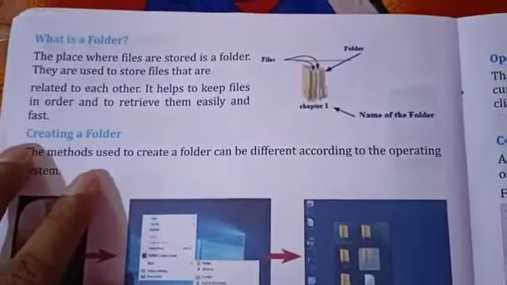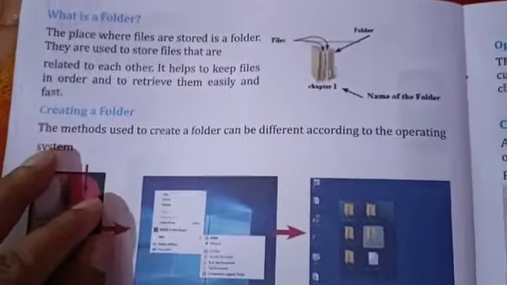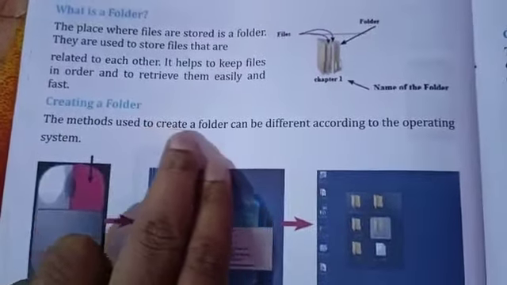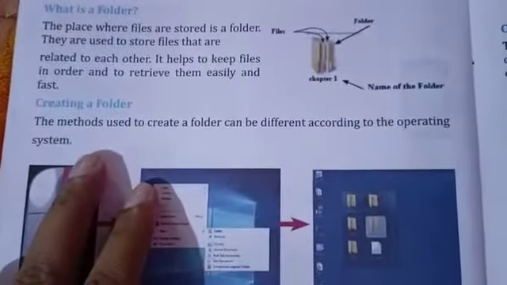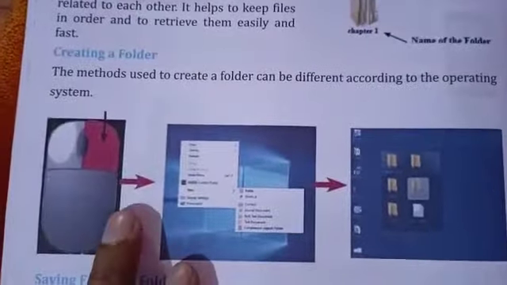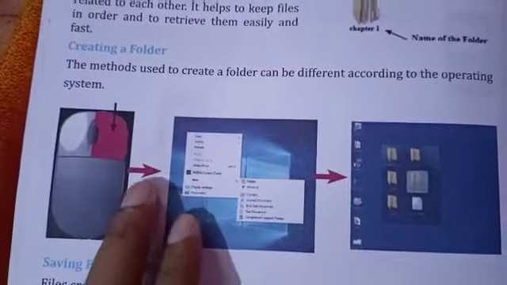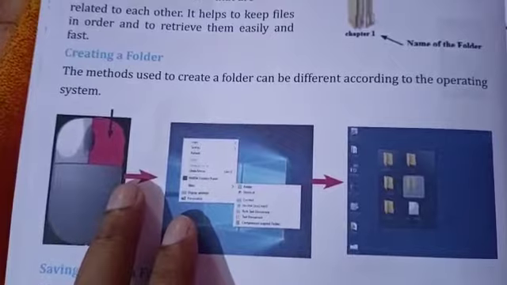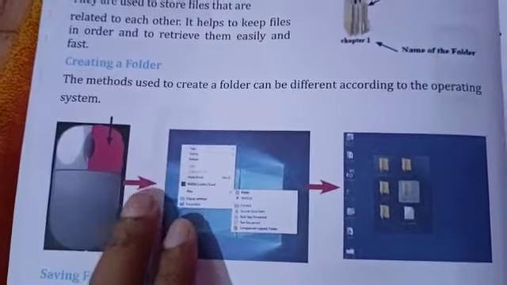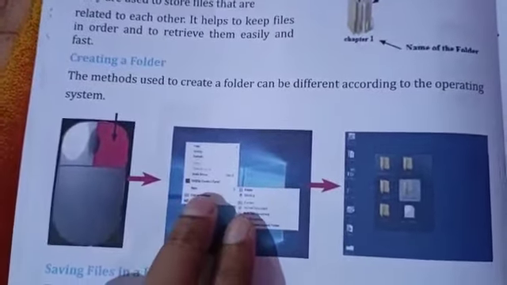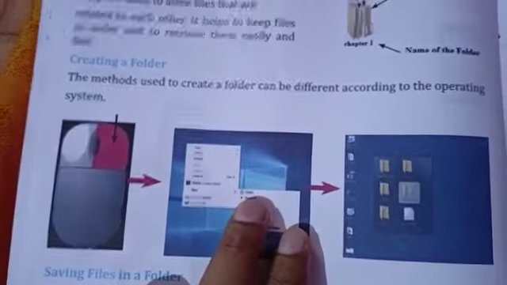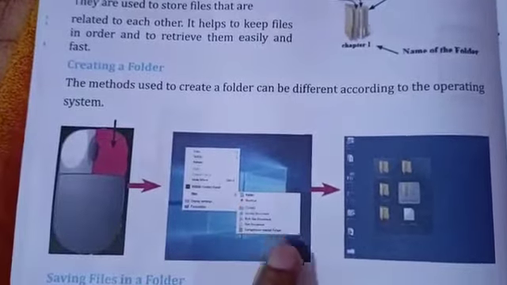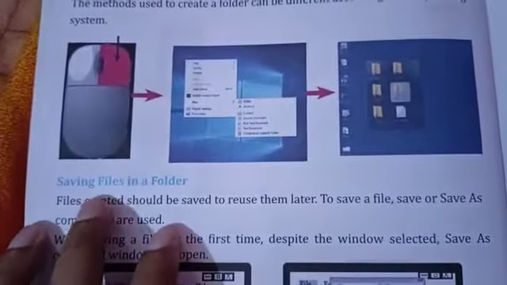First of all, creating a folder. The method used to create a folder can be different according to the operating system. First, right click the mouse, and select the new option. Click the new option and then click the folder option, which creates a folder. Next is saving files in a folder.